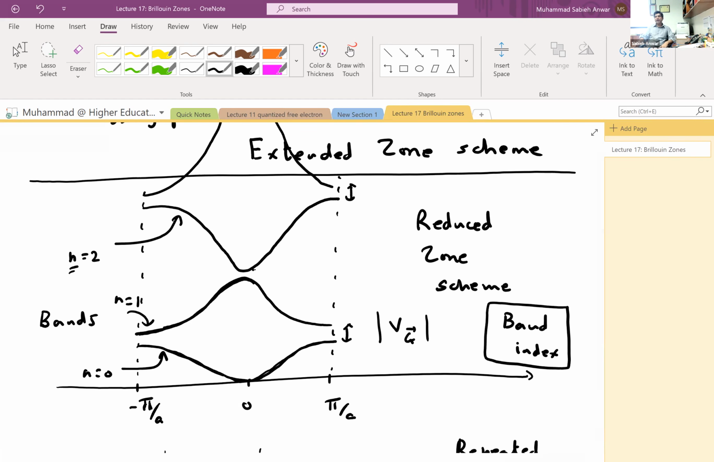Now I'll talk about the band index, but before that, I'm happy to take some questions. I think there was some commotion. I'll be happy to talk to you.